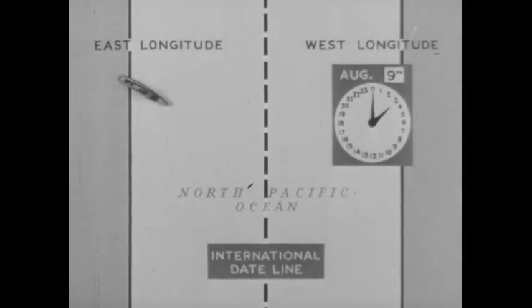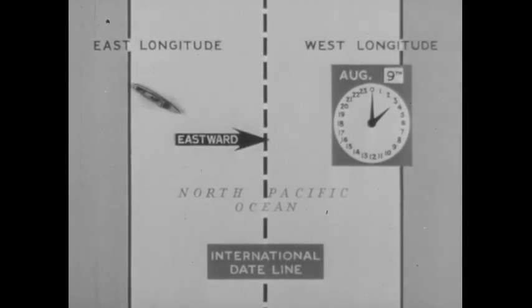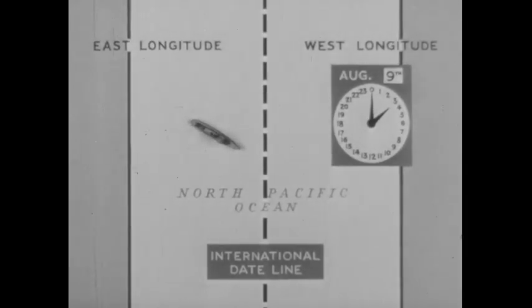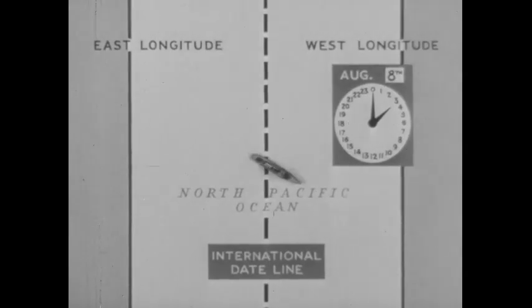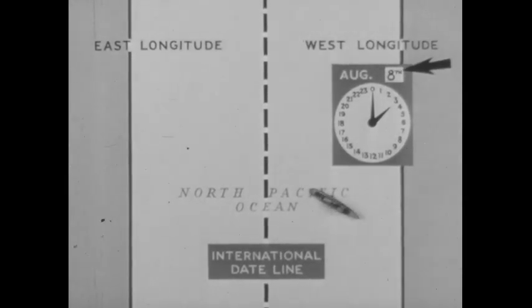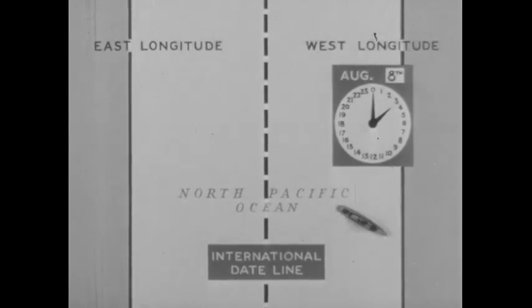This change of date can be very well illustrated by the use of this ship. Observe as it steams eastward, the time is 0300 and the date is the 9th. As it crosses the line, the time of day remains the same, but the date becomes 1 day earlier, and it is 0300 on August 8th.